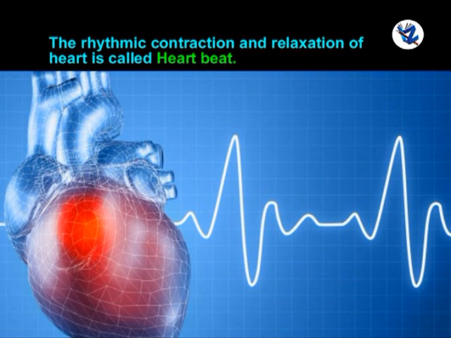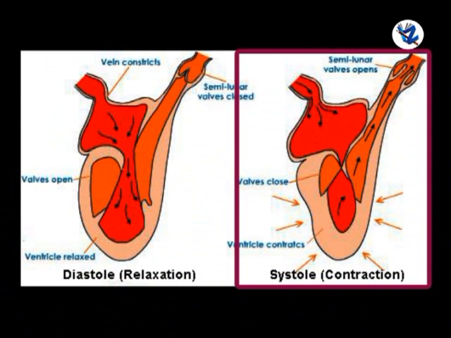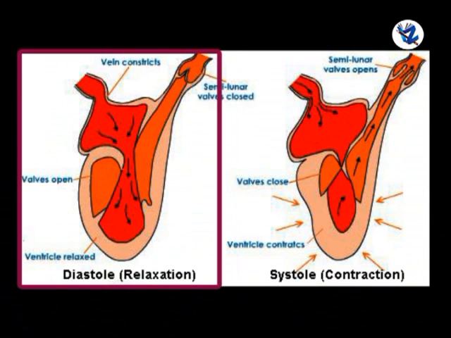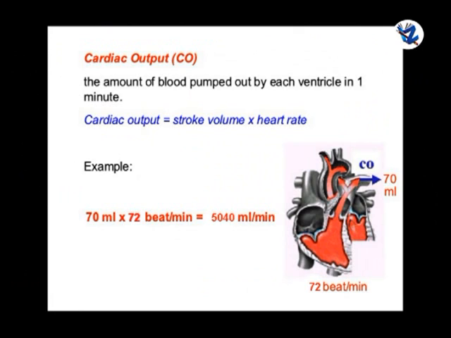Heartbeat and pulse. The rhythmic contraction and relaxation of the heart is heartbeat. Each heartbeat includes 1 systole, contraction, and 1 diastole, relaxation. The heart of a healthy person beats 72 times per minute, which is the heart rate. During each heartbeat, the ventricles pump about 70 ml of blood.